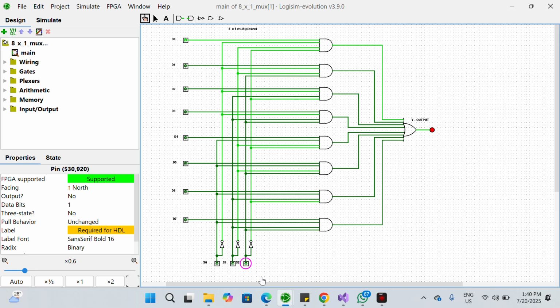In summary, the inputs D0 to D7 carry the possible data values. The select lines choose which data input is selected. The NOT gate provides the logic combination. The AND gate matches the correct input and selection. The OR gate combines the selected input into one output. Then finally, the output Y equals DN, where N is the decimal equivalent of the combination value of S2, S1 and S0.